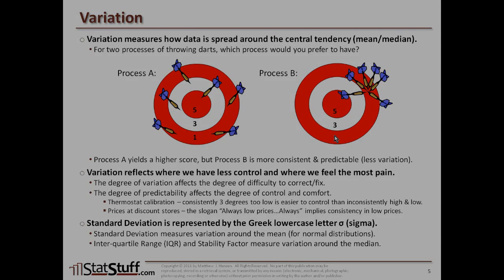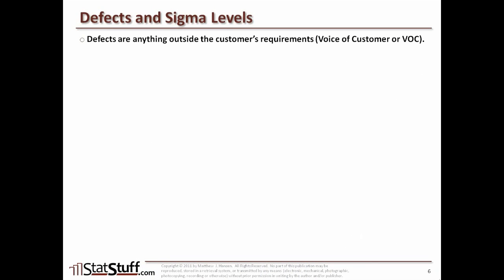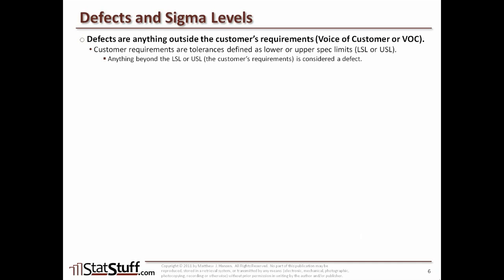for non-normal distributions. All right, now let's go a little bit deeper and talk about defining defects and sigma levels. We would say that defects are anything that goes outside of the customer's requirements, and we would define the customer requirements as the VOC, or voice of the customer. The way we define those requirements is measured in terms of tolerances by a lower or upper specification limit, an LSL or USL. Anything that goes beyond the lower spec limit or upper spec limit, which defines the customer's requirements, is considered to be a defect.